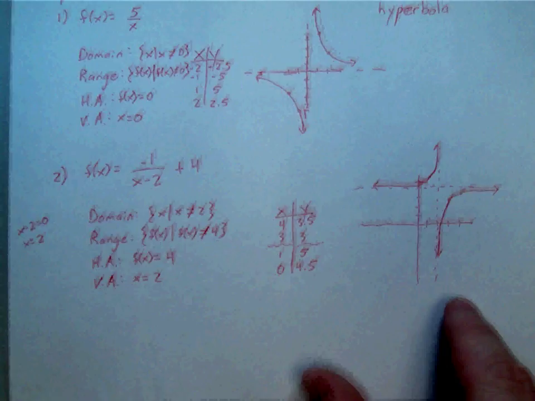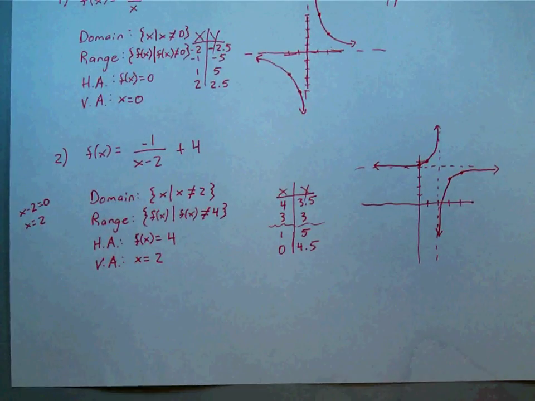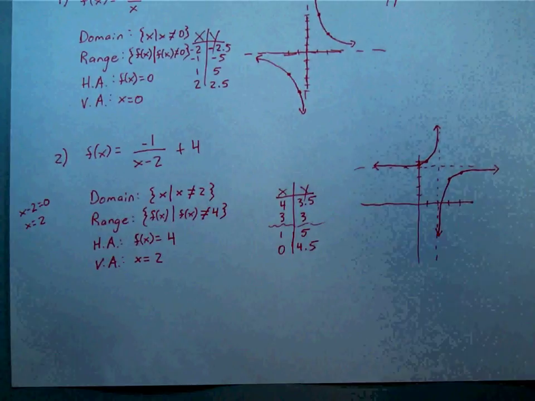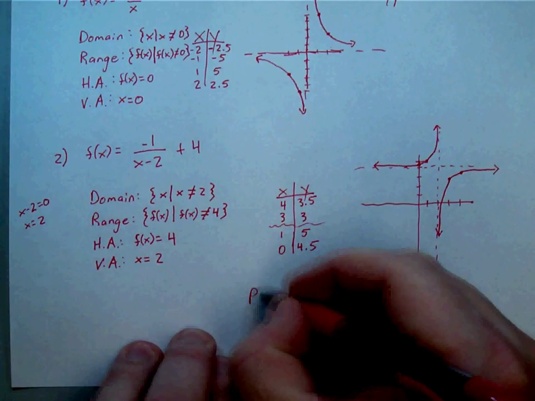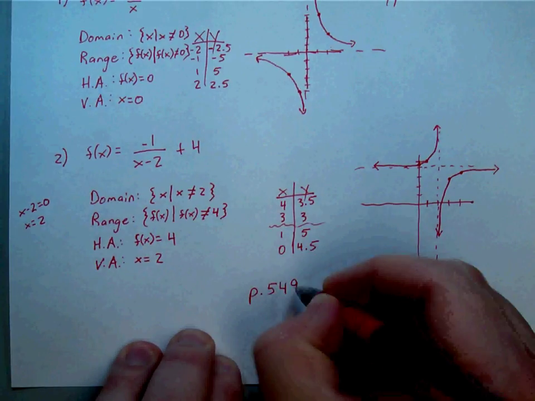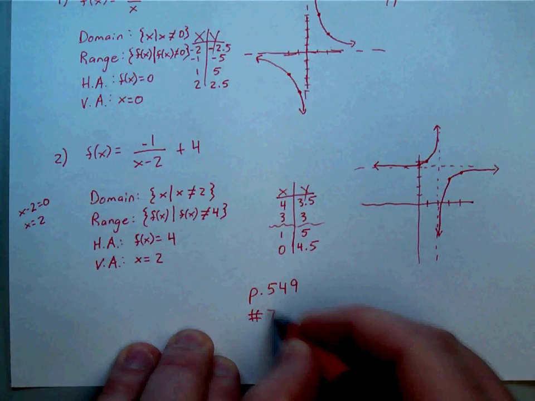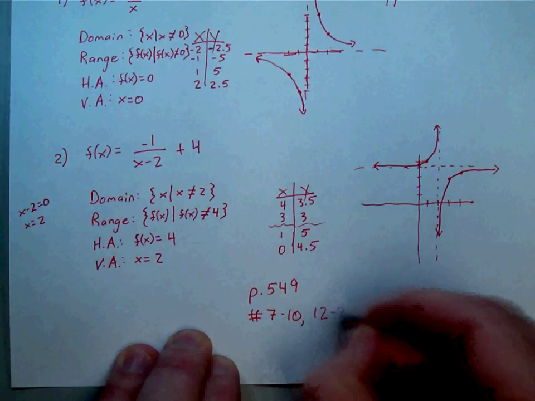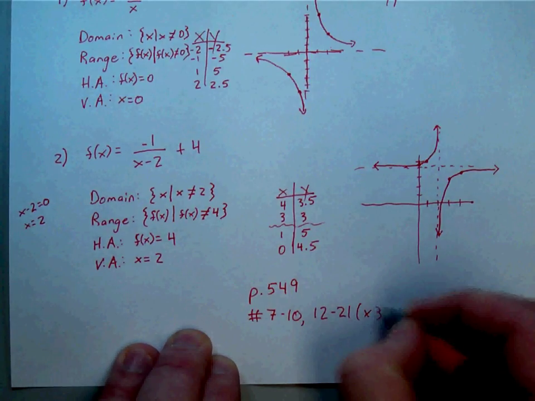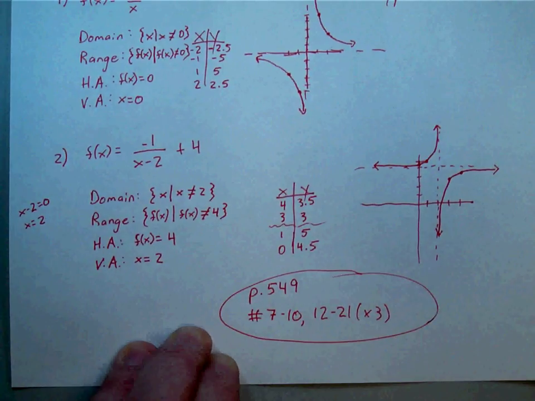All right, and for those of you that are not here, that are watching via video, I am giving out a calendar today, but you won't have the calendar if you're not here. So let me write the assignment down up here as well. It is page 549, number 7 through 10, and 12 through 21 multiples of 3. That will be the assignment. We'll have it due Friday.